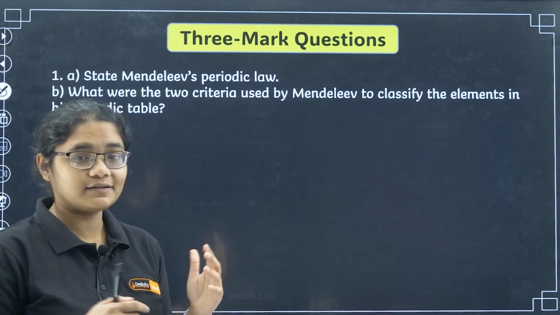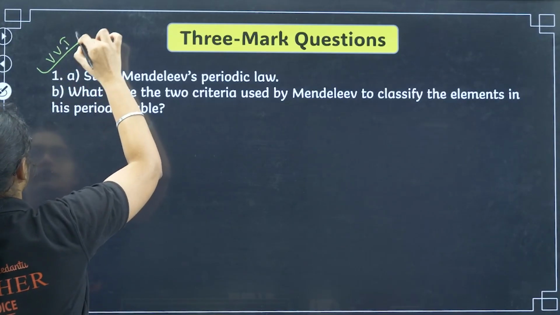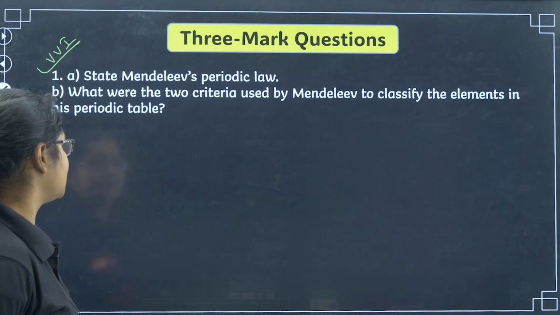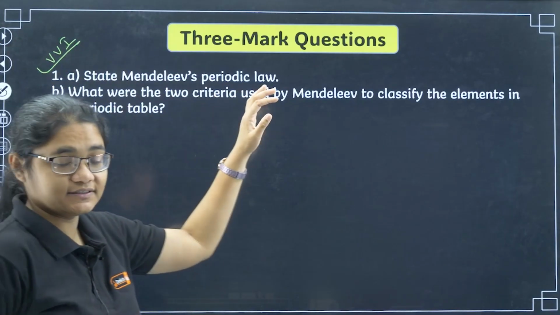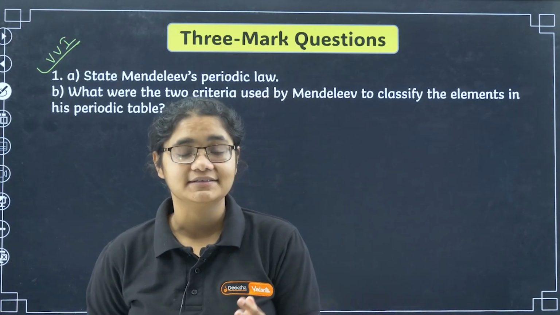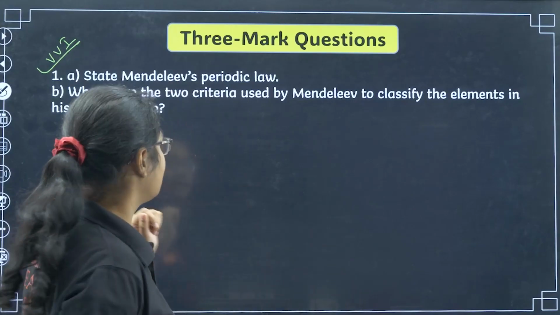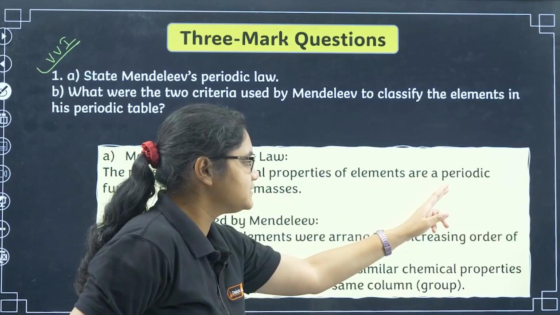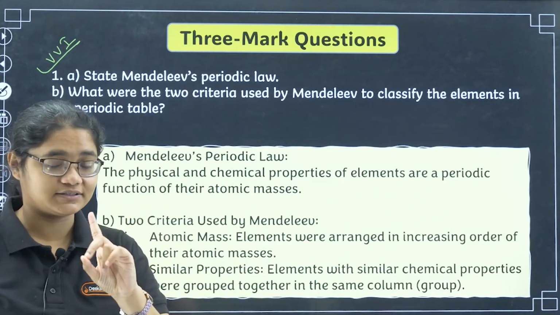Here, state Mendeleev's periodic law. This is a very important question. What were the 2 criteria used by Mendeleev to classify the elements in his periodic table? So what is Mendeleev's periodic law? As we have discussed, Mendeleev said that the properties of the elements are the periodic functions of their atomic masses. That is important here. You have to keep in mind that the physical and chemical properties of the elements are the periodic functions of their atomic masses. That's the first important thing.